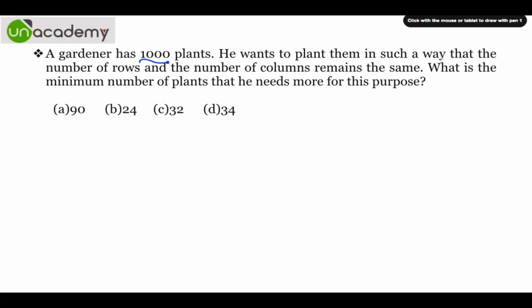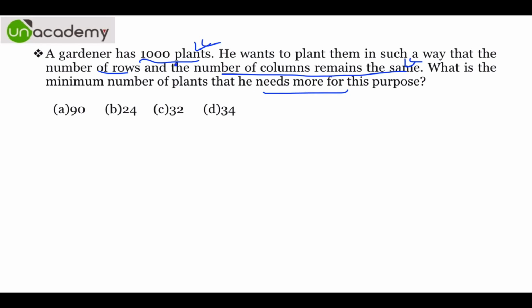A gardener has 1,000 plants. He wants to plant them in such a way that the number of rows and the number of columns remain the same. So it means it's a problem of squares. He wants more plants, so what is more than 1,000? That is 1,024, the square closest to 1,000. You must know 512, then 1,024, the powers of 2. That is how the 2 progresses. So the answer is 24.